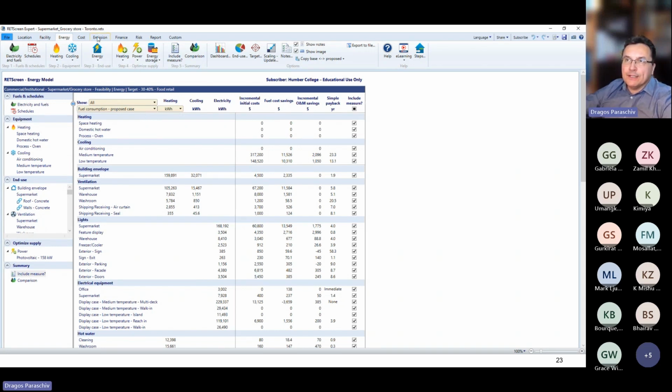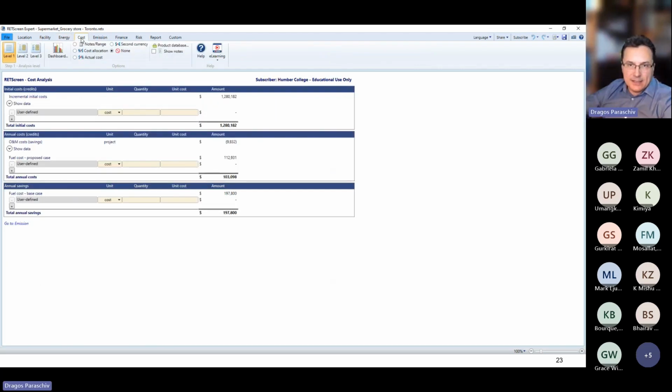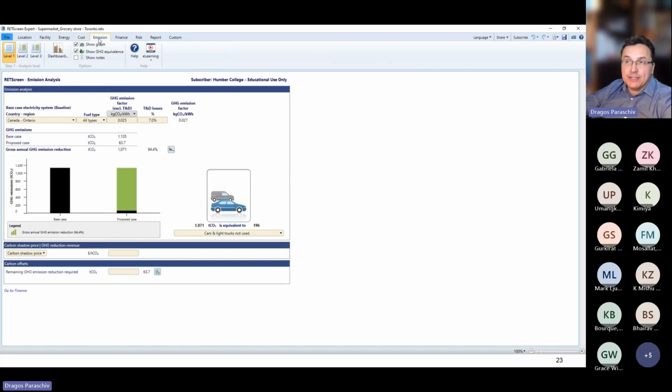If we go further, I'll skip the cost analysis here. It's not implemented, but this is where you can add, for example, feasibility study costs or any other cost that was not associated directly with a measure. If we go to emissions, we have the flexibility of selecting the emission factor for electricity. There is a database already included in RETScreen.